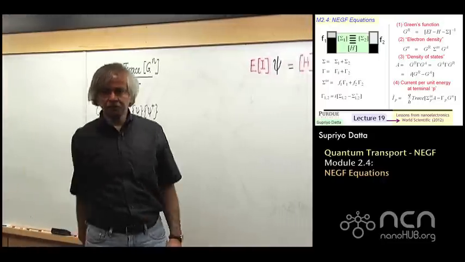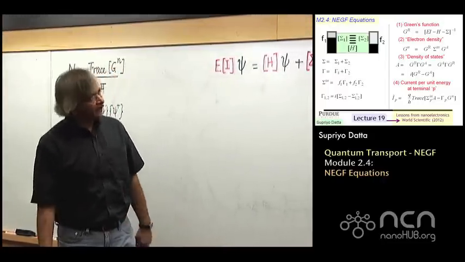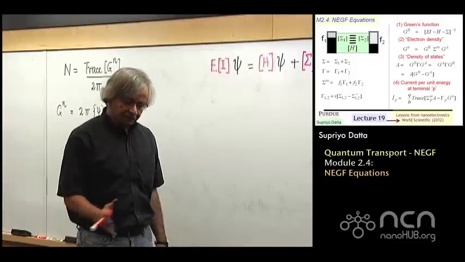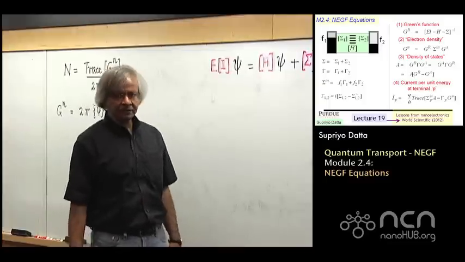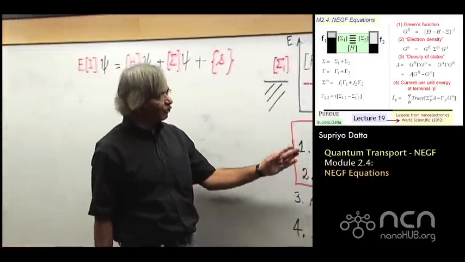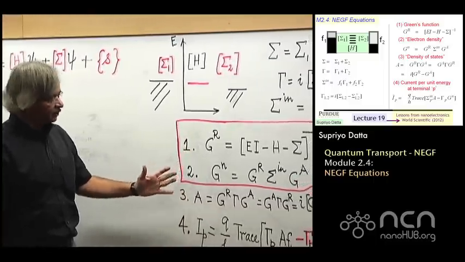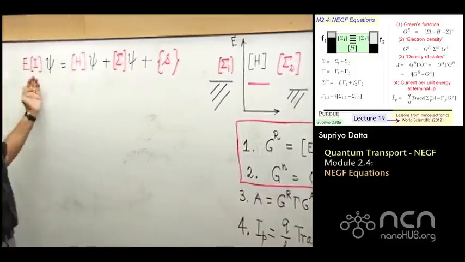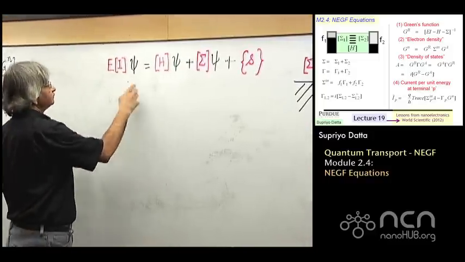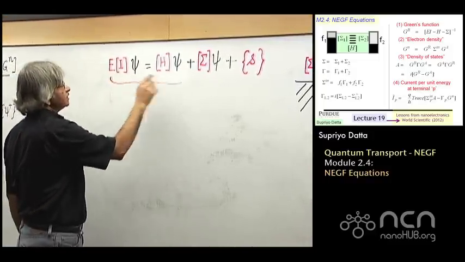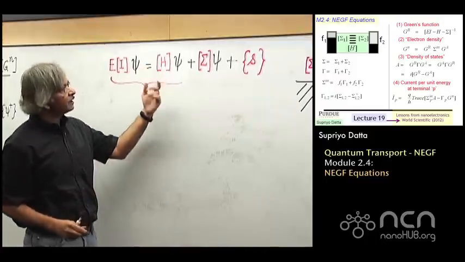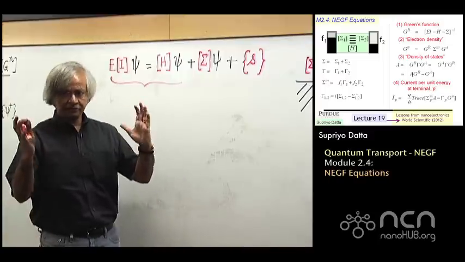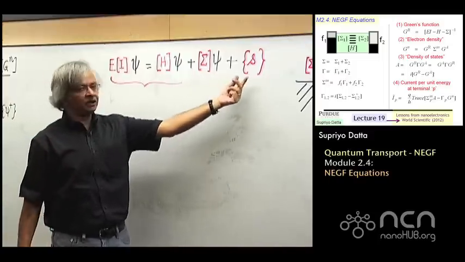Welcome to module 2.4. As you may recall, what we have been doing this week is trying to obtain what we call the NEGF equations, and it involves two steps. The first step is to take the standard Schrodinger equation, which is E psi equals H psi, and to account for the contacts, or rather as a result of the contacts, you get two additional terms.